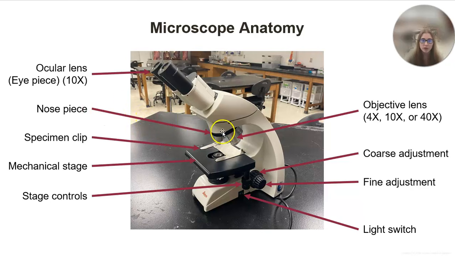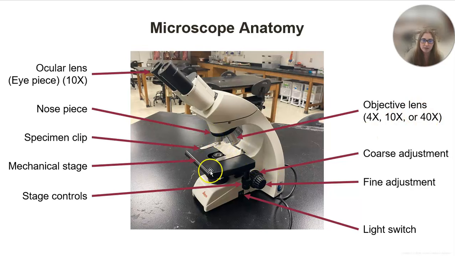Then we have the nose piece, and the nose piece is going to hold the different objective lenses. So this nose piece is going to be able to swivel, and you're going to be able to switch between 3 different objective lenses. So we have a 4 times power, a 10 times power, and a 40 times power. There is also a 100 times power objective lens. On most of the microscopes, it has a piece of red tape around it. We do not use the 100 times objective lens in this lab. That is an oil immersion lens. We're going to stick to the 4 times, the 10 times, or the 40 times.